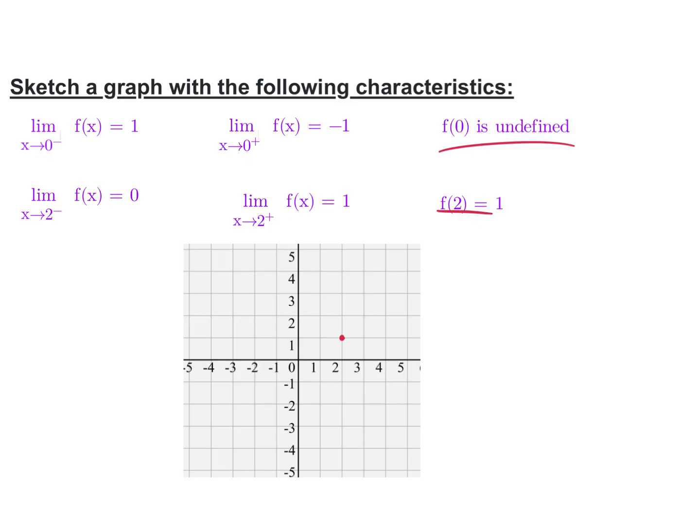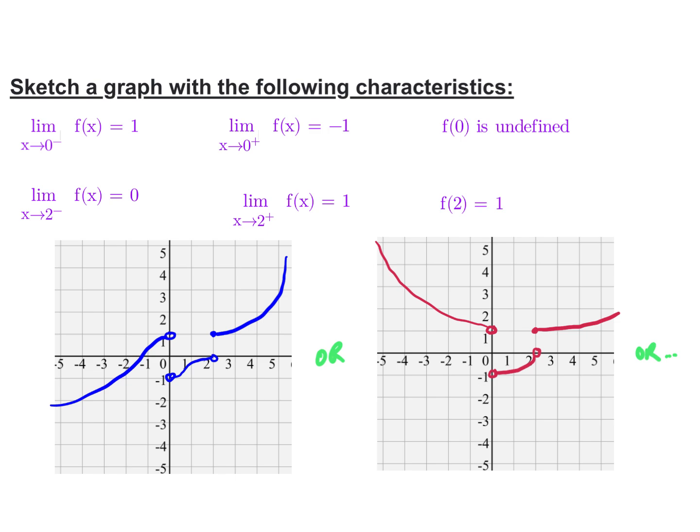As I approach 2 from the left, it's going to be 0. So it's going to get close to 0. But as I approach 2 from the right, it's going to be close to 1. So I've put a couple graphs up here that could be. There's lots of options. Okay? In both cases, I have that point 2, 1.